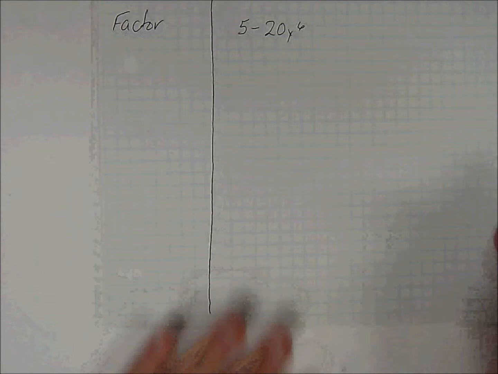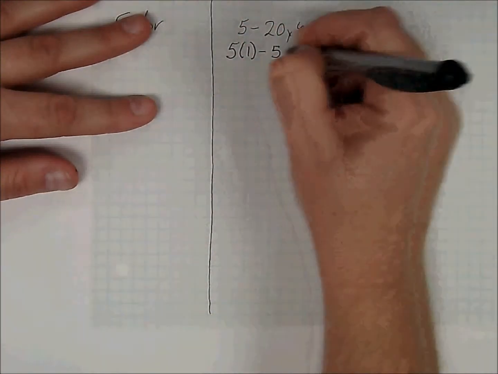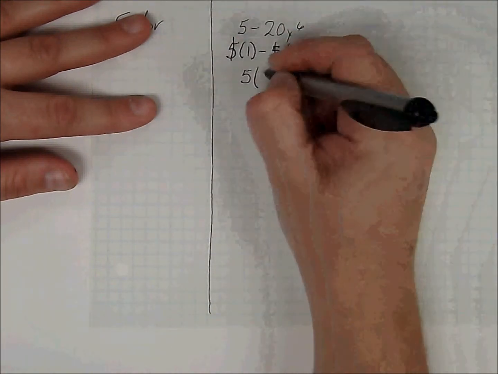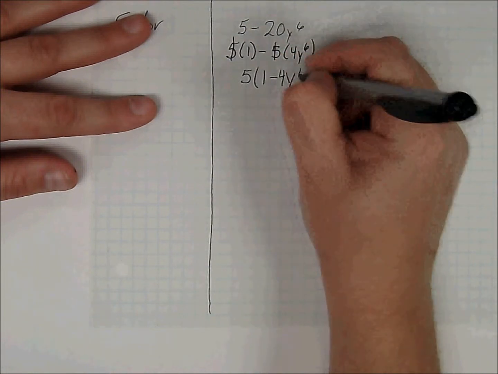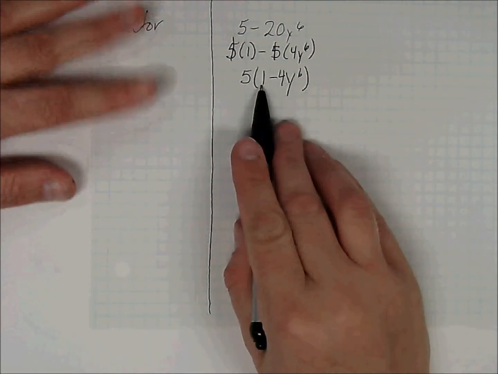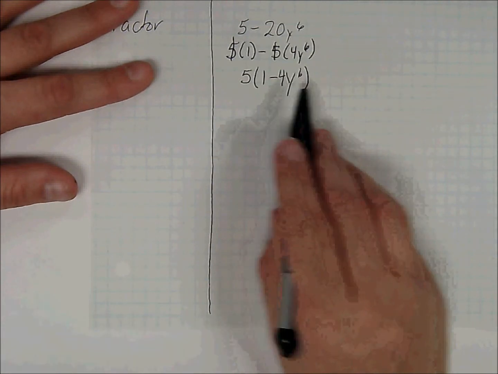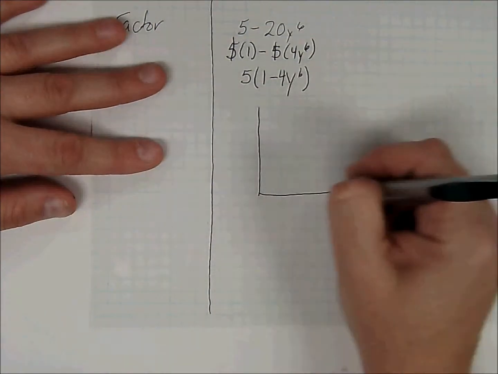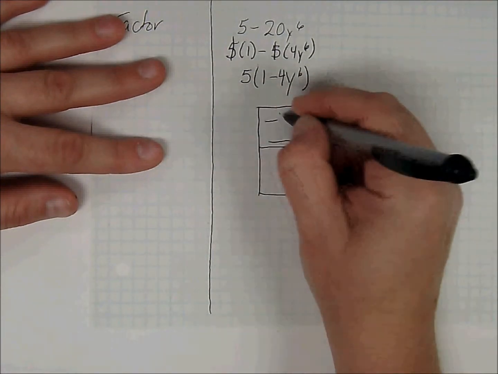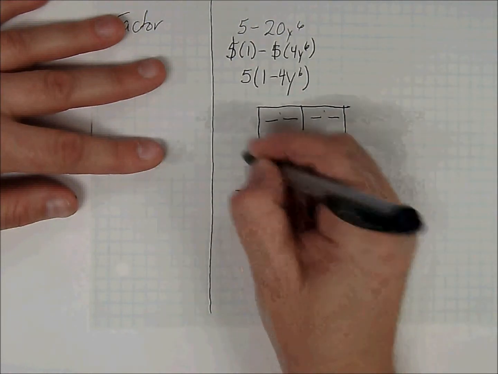All right, so first, what can I take out of both? 5 times 1, 5 times 4, y to the 6th. Take out your 5, and you're left with 1 minus 4y to the 6th. Okay, now this is a difference of 2 squares. This is a 1 squared, this is a 2 squared, and this is y to the 3rd power squared. So I know box, and again, you may use reverse FOIL, but you got to understand it. And if you want to, you can always talk to me about that.